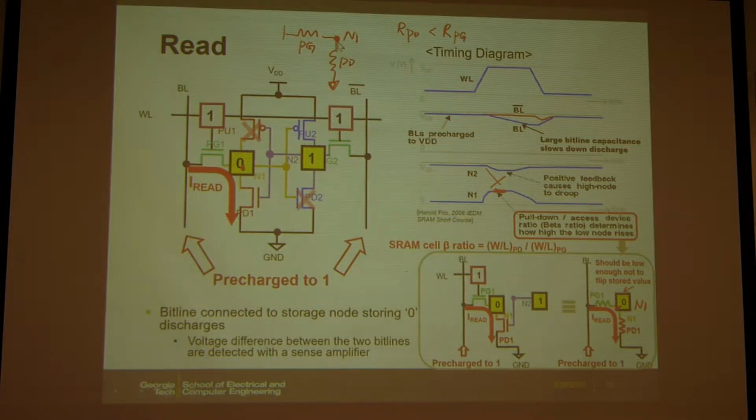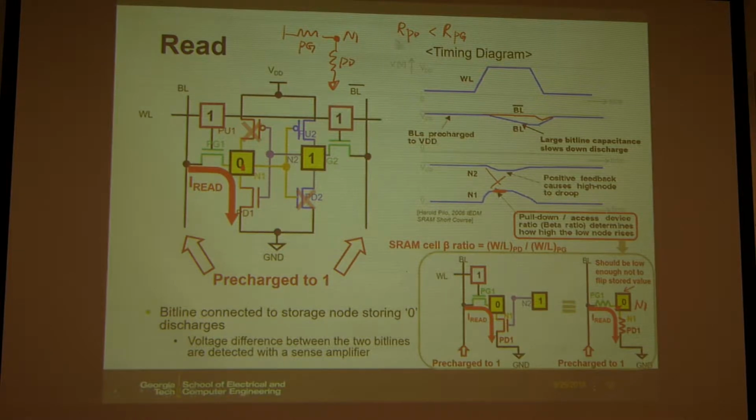You want to make sure that this rise of the voltage is still minimal during the read operation, so you don't disturb the data. In order to make that happen, you want to make this N1 voltage close to ground. This is a voltage divider, so you know that for the PD's resistance, you want it to be small. So let's say RPD smaller than RPG. In that case, the N1 node voltage can be maintained as low as possible.